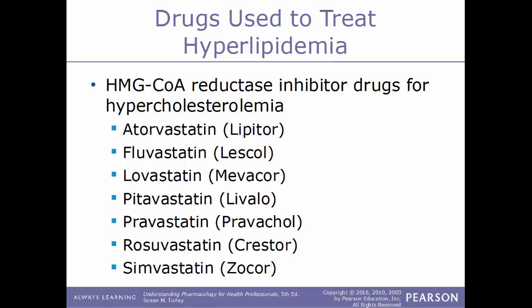Some examples of HMG-CoA reductase inhibitor drugs: atorvastatin, more commonly known by its trade name Lipitor; fluvastatin, also known by the trade name Lescol; lovastatin, sold under the trade name Mevacor; pitavastatin, known by the trade name Livalo; pravastatin, known by its trade name Pravachol; rosuvastatin, known by the popular trade name Crestor; simvastatin, known by its trade name Zocor.